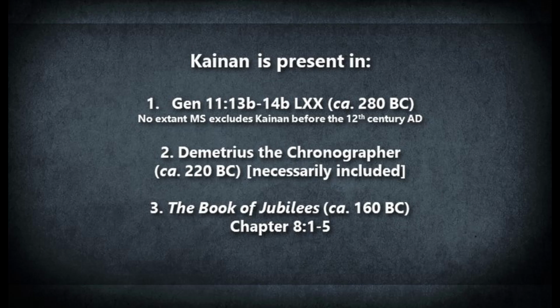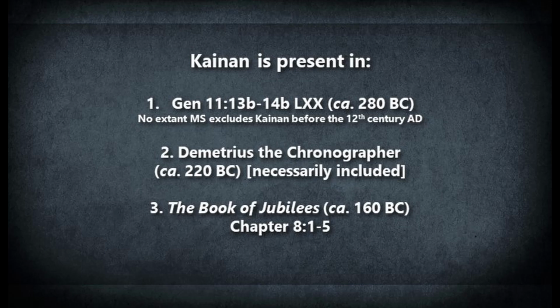And this is where the problem comes in of trying to sort out, is this individual original? First, we have no manuscript of the Septuagint before the 12th century that excludes Kanan. No extant manuscript. So you can go through Weaver's text critical apparatus, for example, and you can find almost every manuscript known to us contains Kanan in Genesis 11.